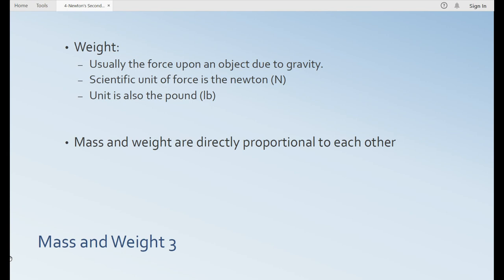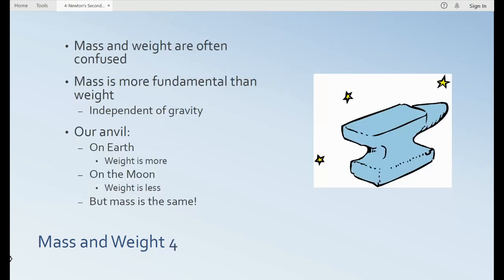Mass and weight are directly proportional to each other. So if an object has more mass, the effect of gravity on it is going to be greater, so it's going to have more weight. It's really hard sometimes for us to keep mass and weight separate, and it's especially easy to get them confused. But it's important to remember that mass is more fundamental than weight. Mass is completely independent of gravity. Mass is a property of the matter that's making up the object, just like inertia.